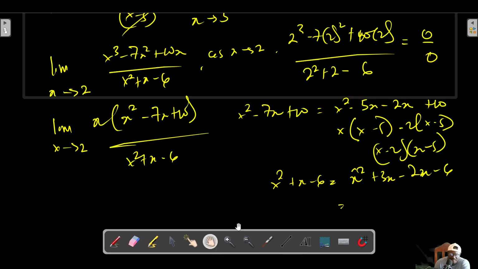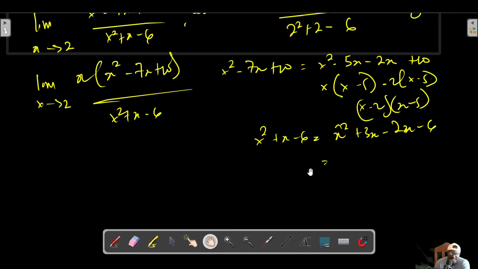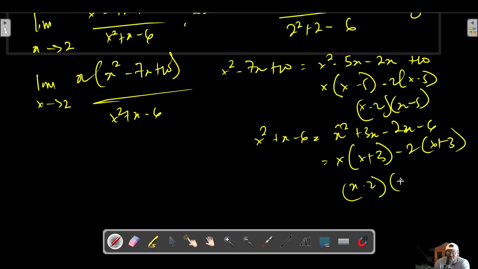So from here, what do we get? We end up with x out, x plus 3, negative 2 out, x plus 3. So the factors become x minus 2 and x plus 3. That's so simple. So we substitute these into the limit. So let's continue.